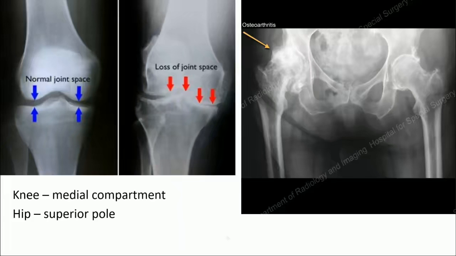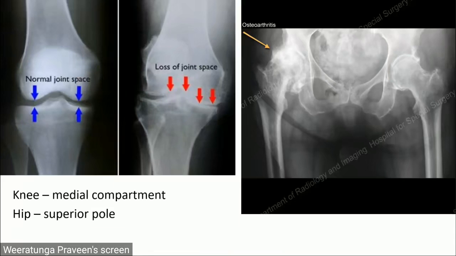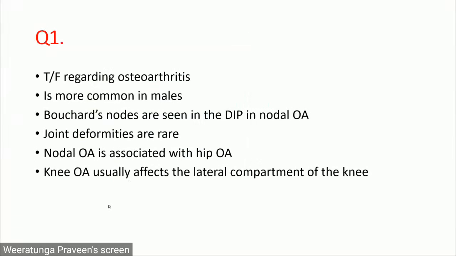Osteoarthritis is a very common rheumatological problem. And as with most rheumatological diseases, it's commoner in females. And also we are able to clinically phenotype osteoarthritis into generalized nodal osteoarthritis, hip osteoarthritis, and knee osteoarthritis. So the first question is, true or false regarding osteoarthritis? It is more common in males. That is false.